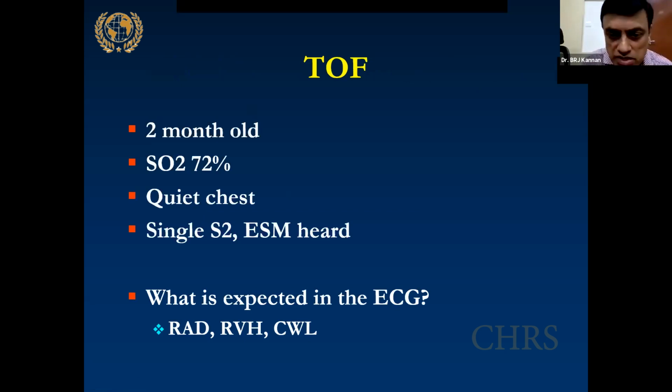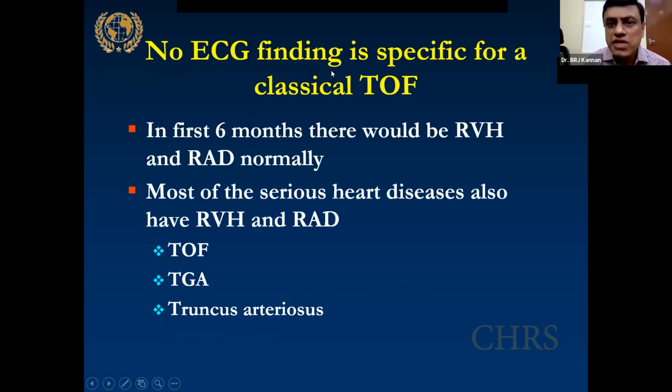So what is the ECG finding of tetralogy of Fallot? Right axis deviation, right ventricular hypertrophy, and clockwise loop. Now, there is no ECG finding that is very specific for a classical TOF. This we have to remember. Because in the first 6 months, there will anyway be right ventricular hypertrophy and right axis deviation for all children, isn't it? And there will also be a clockwise loop. So this normal finding, right axis deviation and right ventricular hypertrophy, is also the finding in TOF, and hence there is no typical ECG finding for TOF.